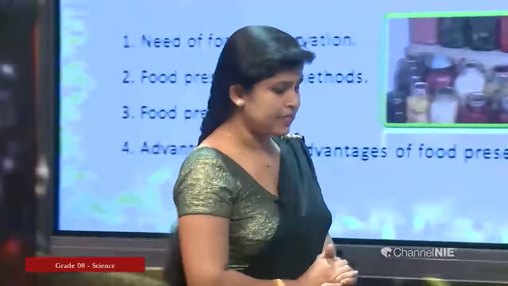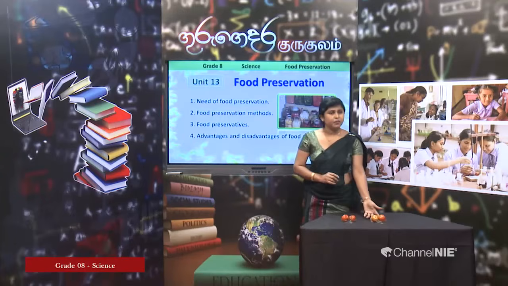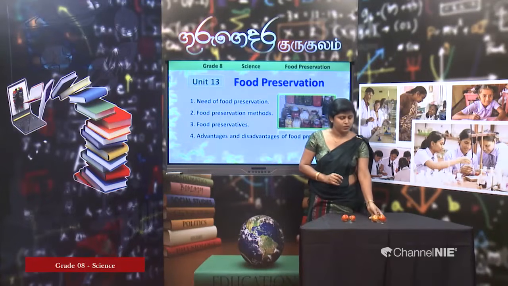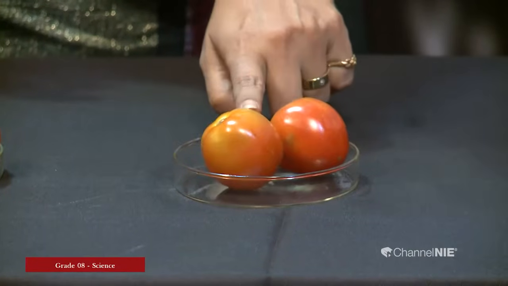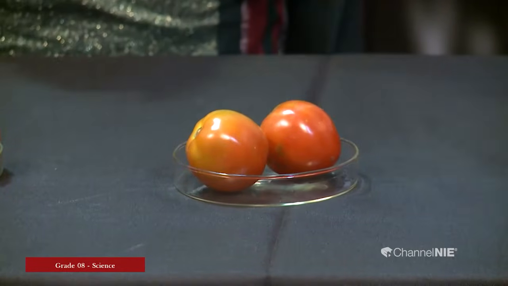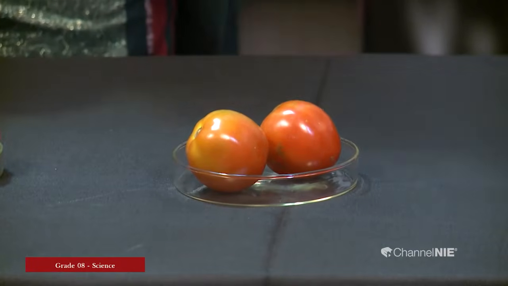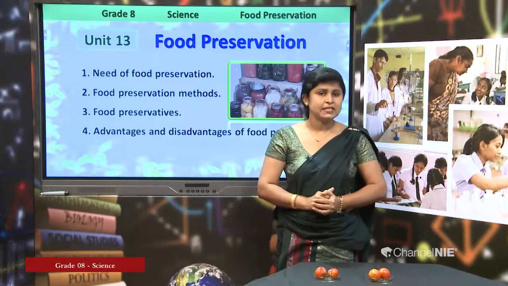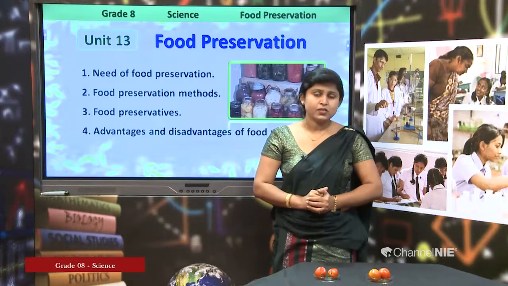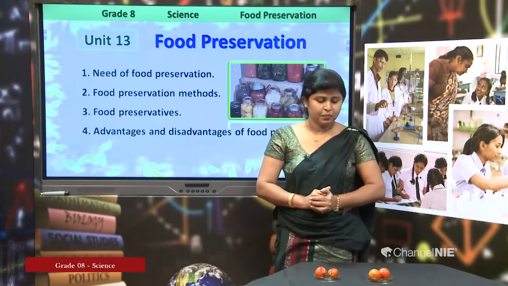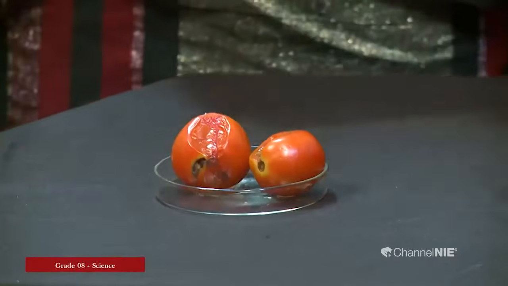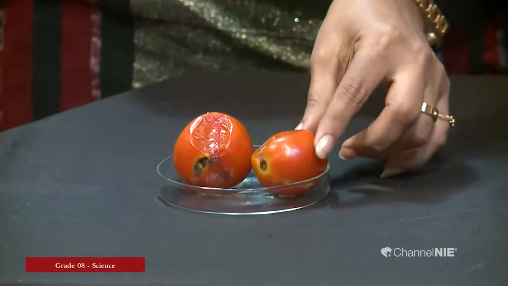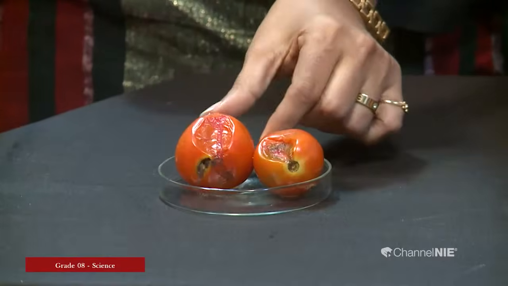Here you can see there is a fresh sample of tomatoes. You can see there is a brilliant red color. The sample is very fresh and the smell is good, and if I taste this, the taste also will be very fresh. But what can you say about this sample of tomatoes? Right? It is a spoiled or rotten sample.